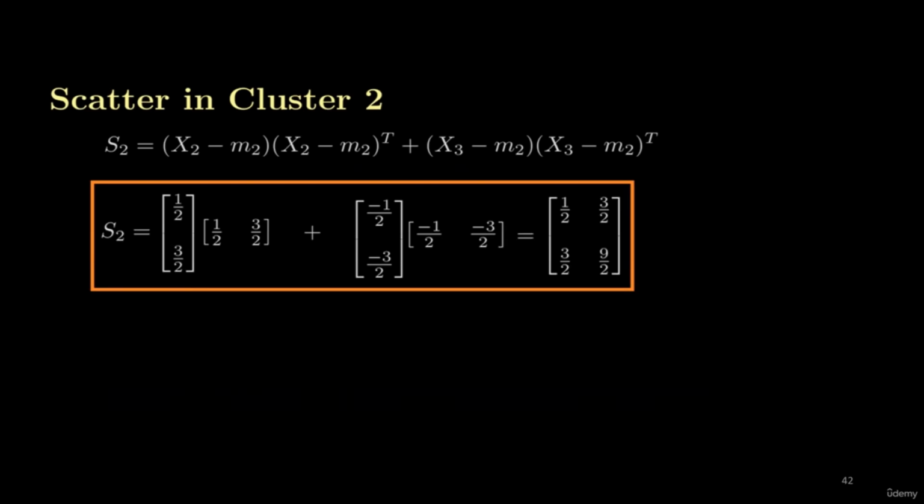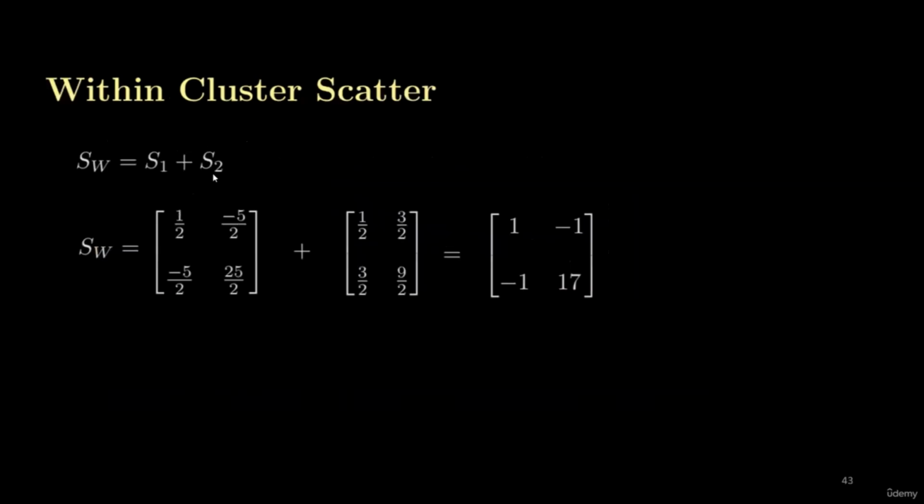Now the final within-cluster matrix SW will be the sum of these two matrices. Add half with half, you will get 1. So this is the sum of within-cluster, that is, this is the SW matrix. This is the scatter matrix within the cluster.